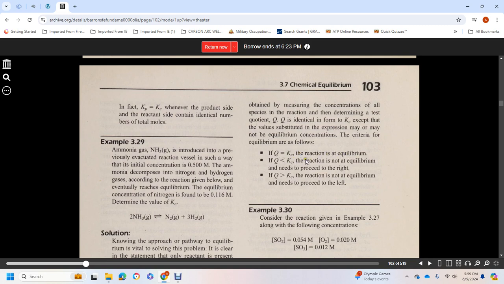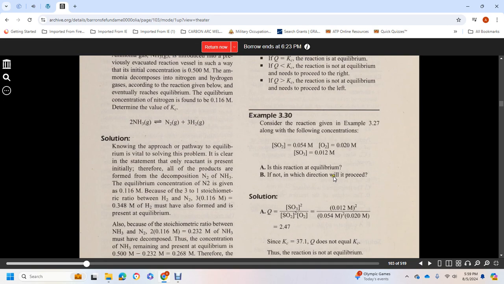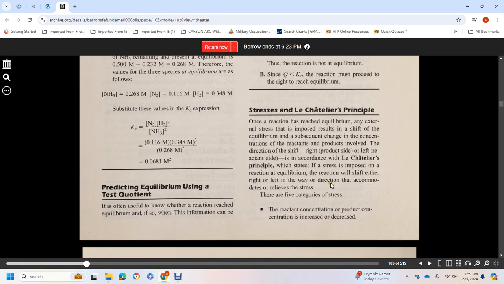If the quotient is less than the equilibrium constant, the reaction is not at equilibrium and proceeds to the right, producing more product. If the quotient is larger than the constant, the reaction is not at equilibrium and proceeds to the left.